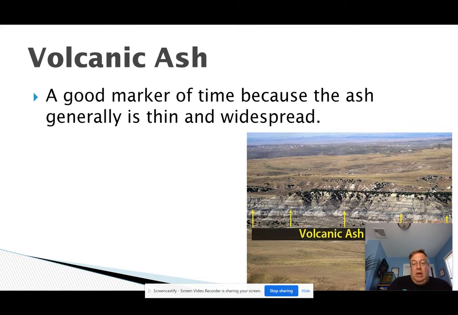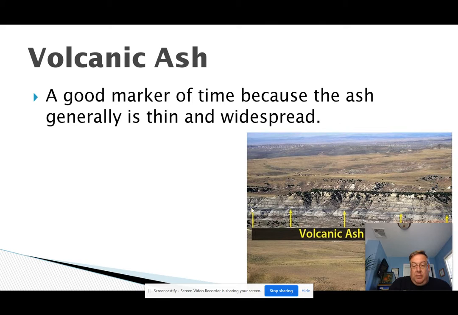Okay. Another thing that we look for when we're doing this is if there was volcanic ash. Okay, volcanic ash is usually going to be a thin layer but very widespread. Why? Well, because a volcano erupts once, spits the ash out, okay, and then you're going to get this layer.